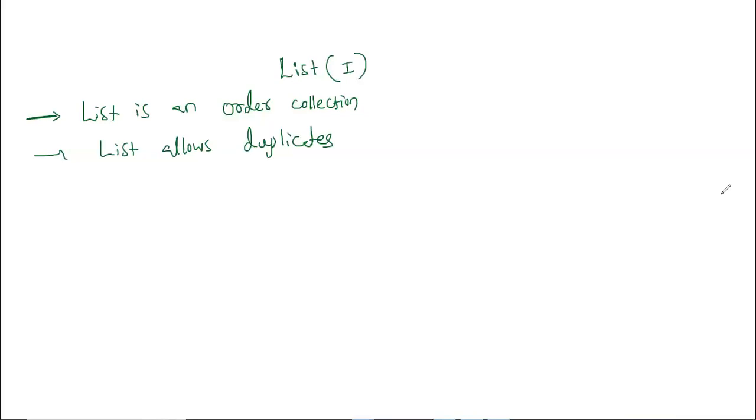Then what are the implemented classes? The List interface is implemented by two classes. One is ArrayList, and one more is LinkedList. Again, why do we need both? What is the difference between ArrayList and LinkedList? What's the difference?